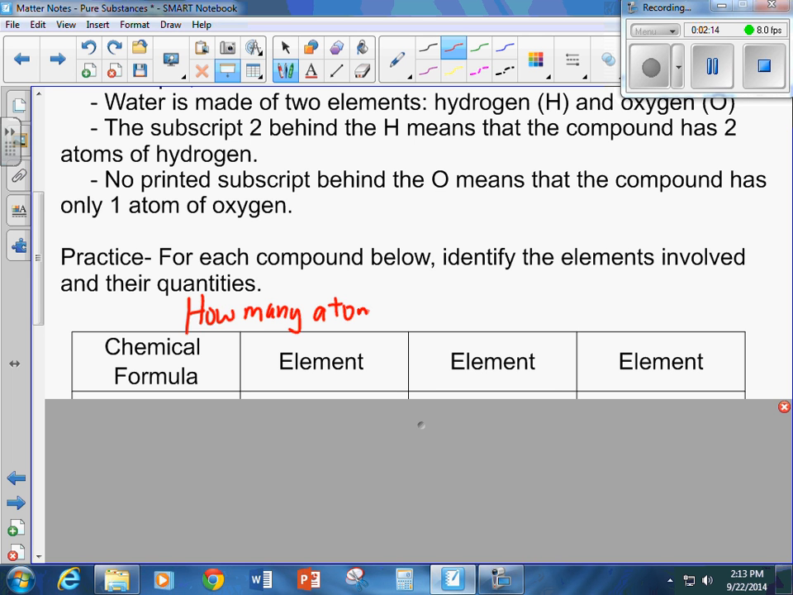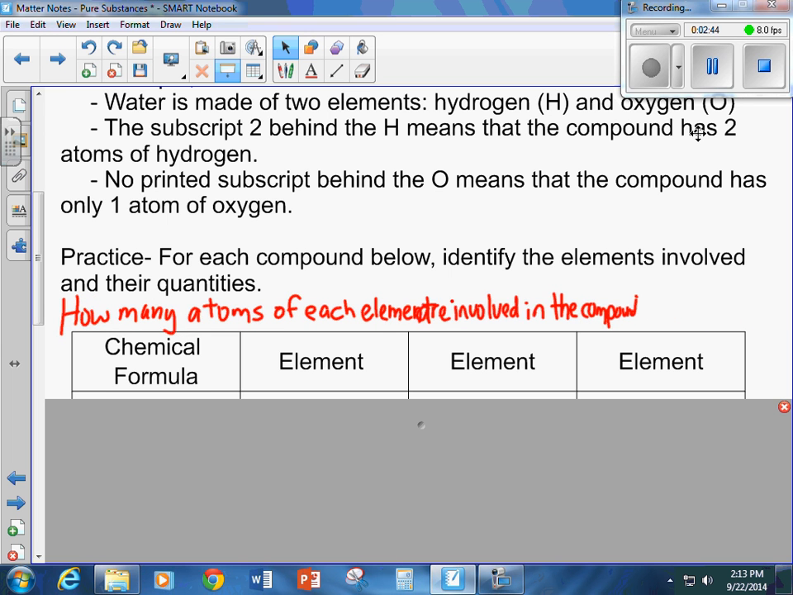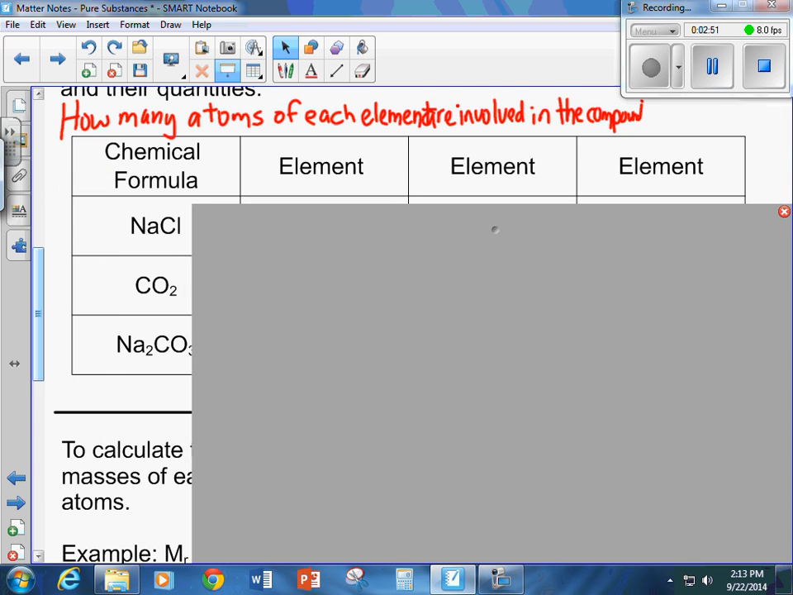how many atoms of each element are involved in the compound? And I apologize for getting that so short, so let's move this over here. And here we go. So remember to pause. You want to double check the formula.